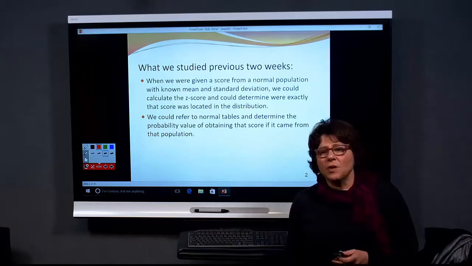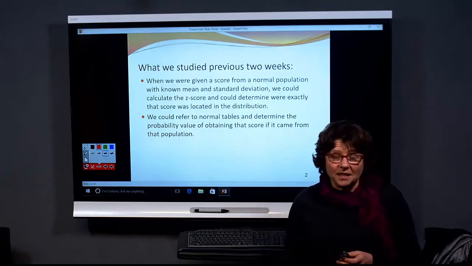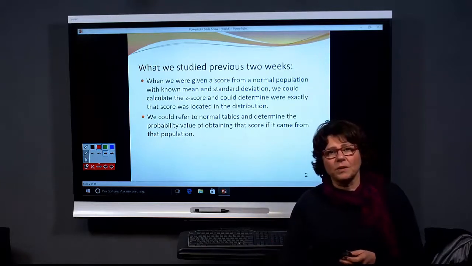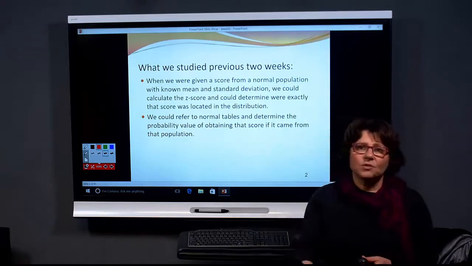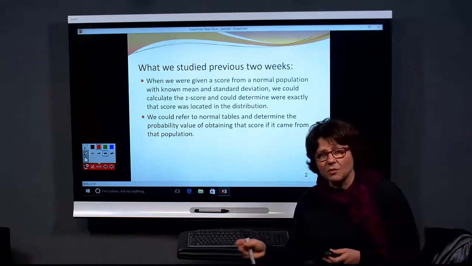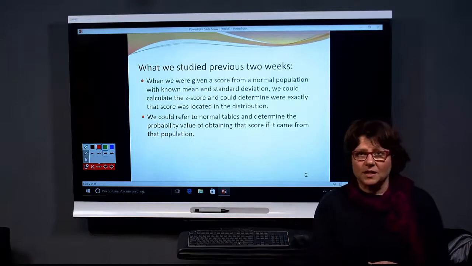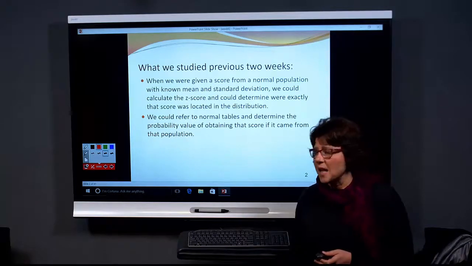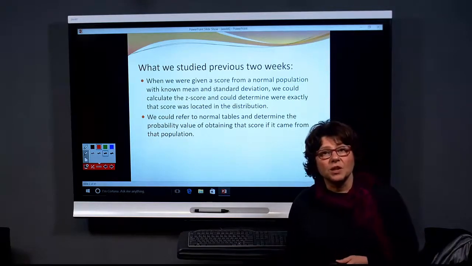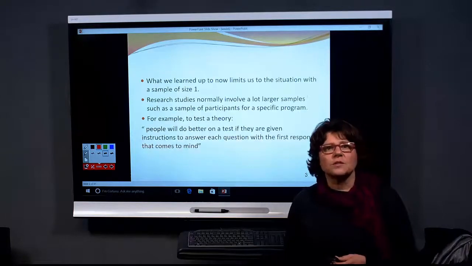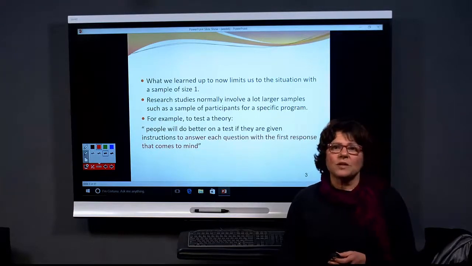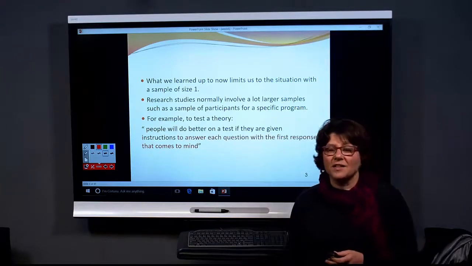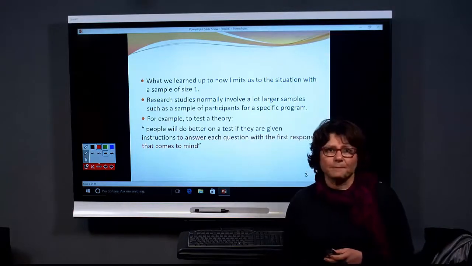What we could do was get the z-score, then look it up in the normal tables and find the probability of observing a z-score of that or greater, or that or less. And it was just where we were talking about the population of individual scores. But in real life, we never take a sample of size 1. We take a sample of size n.